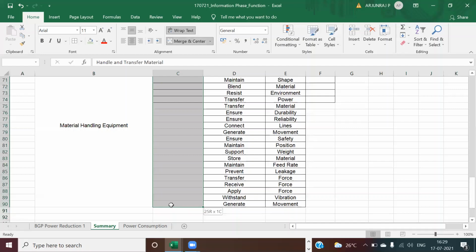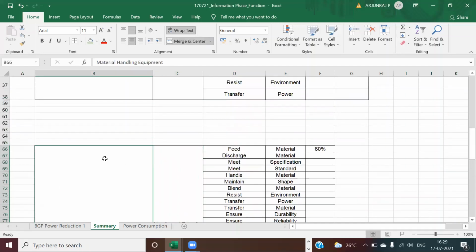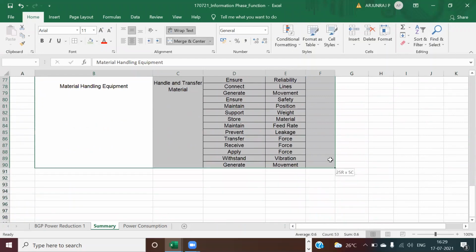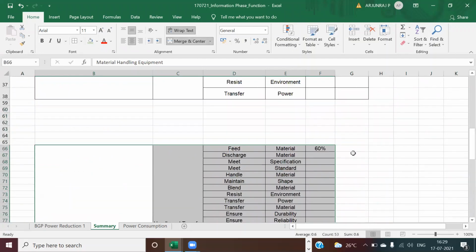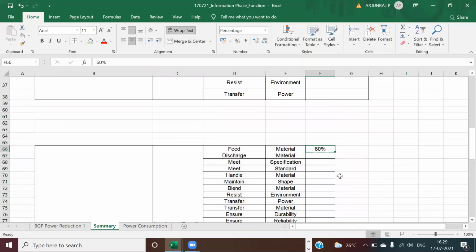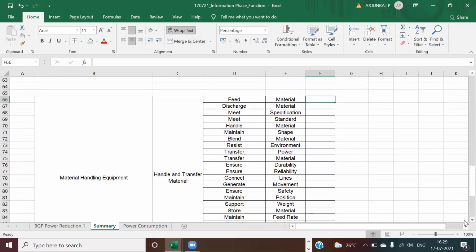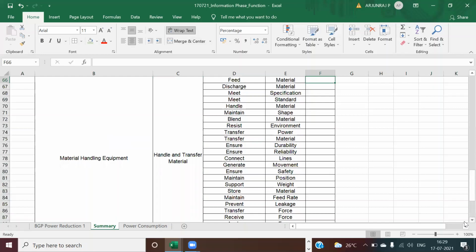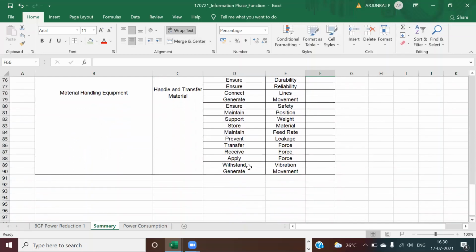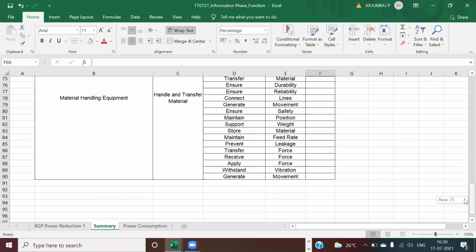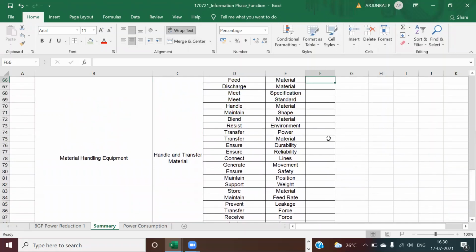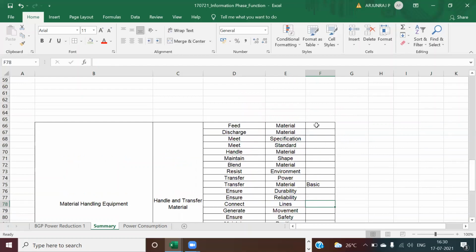Now you need to tell, is this important or not? What is the basic function of the material handling equipment? What is the overall basic function? Now you need to tell the overall basic function. Transfer material. Where is the transfer material? Transfer, is there? Yeah. So this is going to be the basic function. So remaining all the functions are going to be secondary.